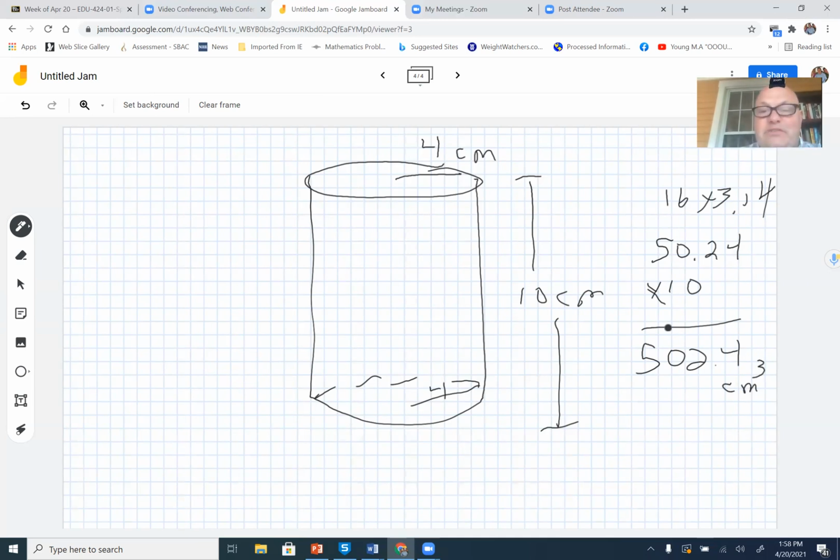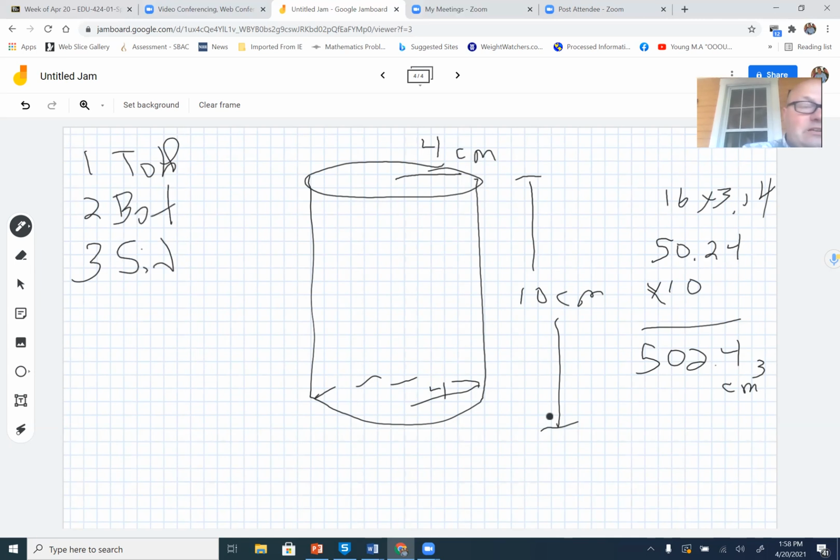Now we're going to find the surface area. So we have to count up how many faces there are. Well, there's the top, there's the bottom, and there's the side. So there's only 3 faces. 1, 2, 3. Top, bottom, and side. Now, we already know the area of the top is 50.24. So the area of the bottom is also 50.24.